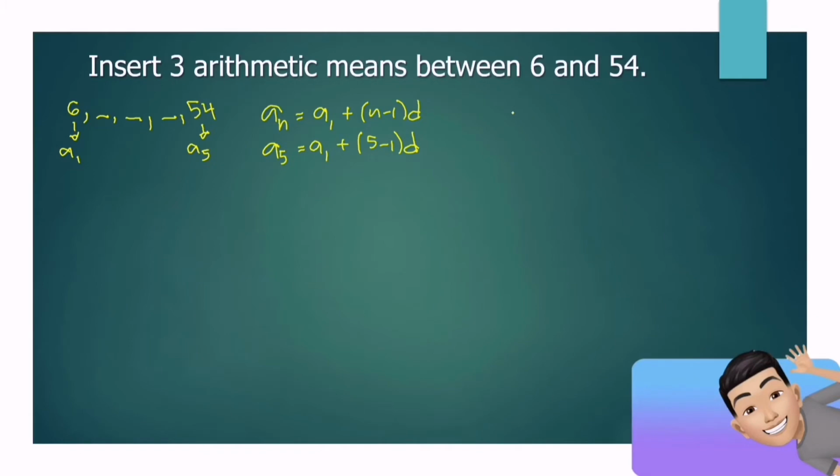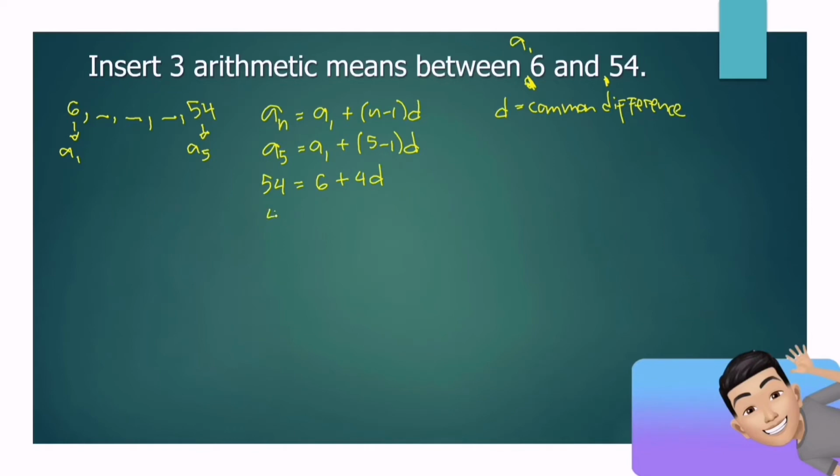Ulitin ko, ito yung main objective natin, to identify the common difference para madali na natin ma-insert kahit ilan yan, as long as we already know the common difference. Kasi yung unang number na babanggitin will become the a sub 1, and yung last number is the a sub n, depending upon how many arithmetic means we are going to insert. So it will become 54 equals 6 plus, what is 5 minus 1? 4 times the common difference.